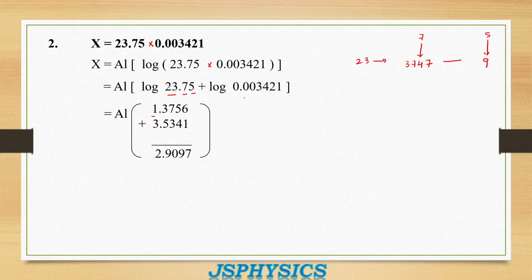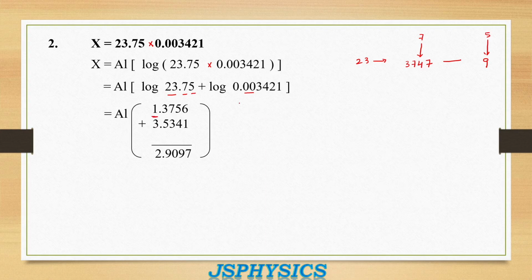Now plus we have to find the log of this number. Now for this number, because the number is less than 1, we have to find how many zeros are there between decimal point and first non-zero numbers. We can see that 2 zeros are there. So 2 plus 1 becomes 3. With negative sign, it becomes bar 3. So now this characteristic is bar 3.